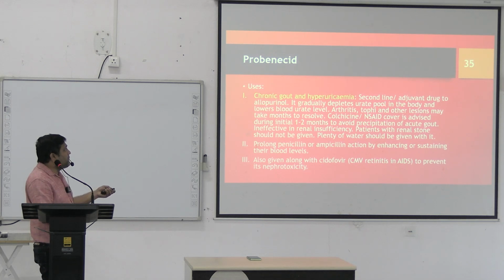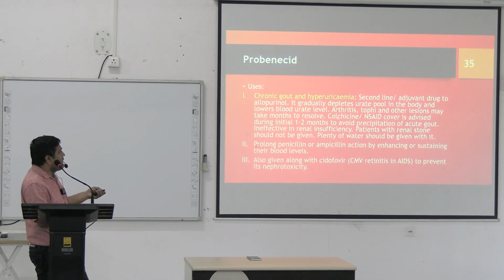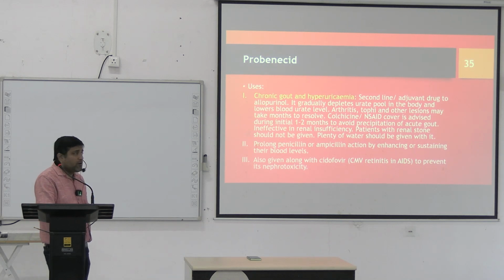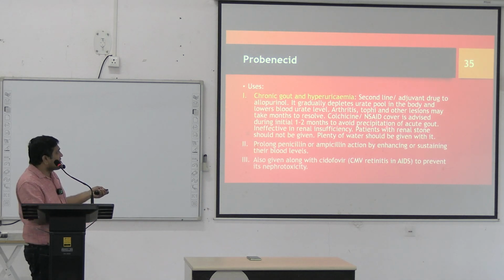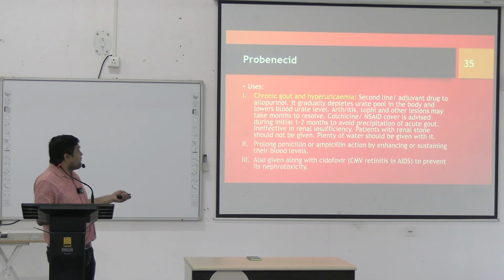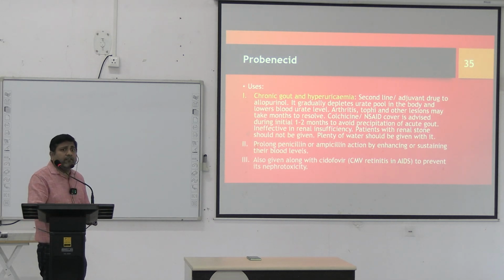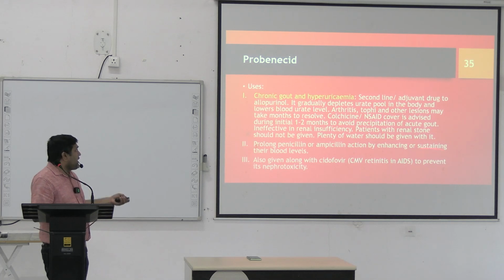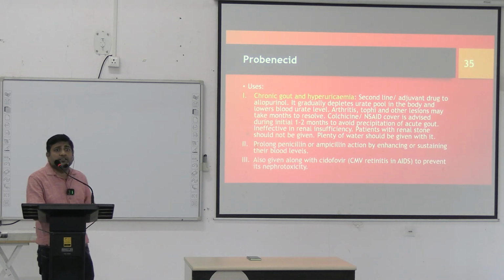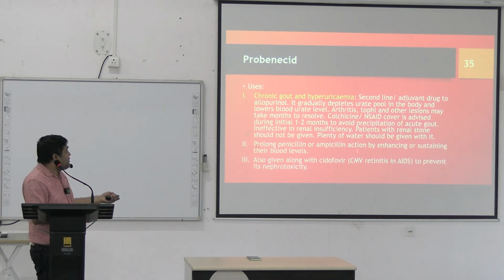It gradually depletes urate pool in the body and lowers blood urate level. Arthritis, tophi and other lesions may take months to resolve. Colchicine and NSAIDs cover is advised during initial 1 to 2 months of initiation of the therapy. They are ineffective in renal insufficiency patients and they should not be used in patients with renal stone. Plenty of water should be given with it.